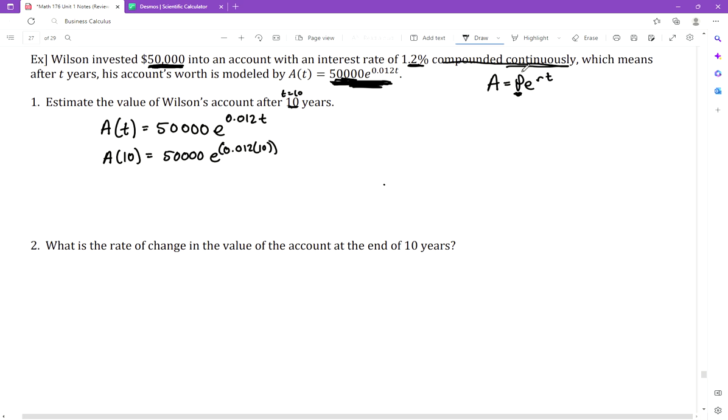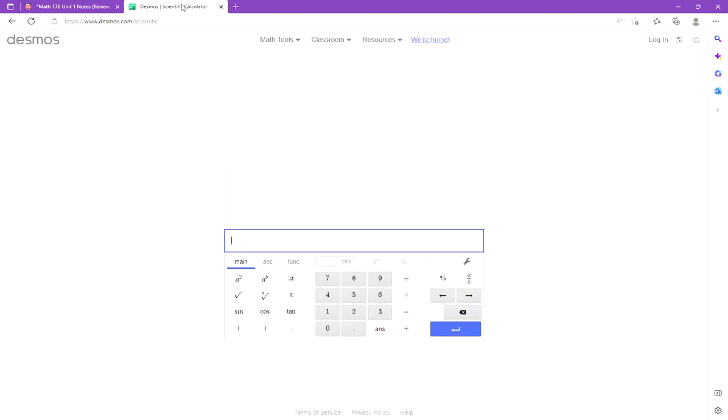I have Desmos pulled up already, so I'm going to type that in. 50,000 e, and then let's raise it, with parentheses, 0.012 times 10. So I typed it in the same way that I wrote it, which is what's nice about Desmos. If you have a handheld calculator, it might look a little different, but still use those parentheses, and it should still give you this answer.